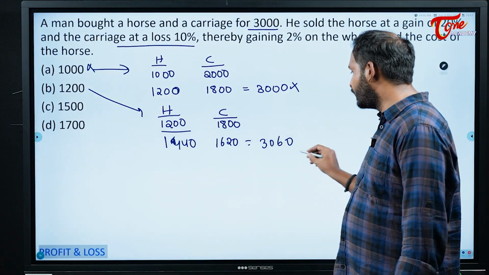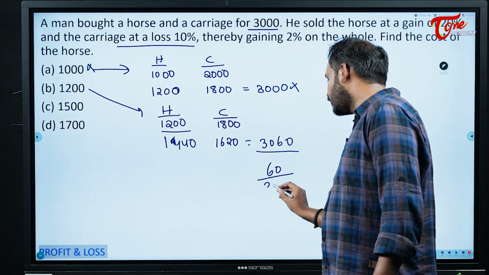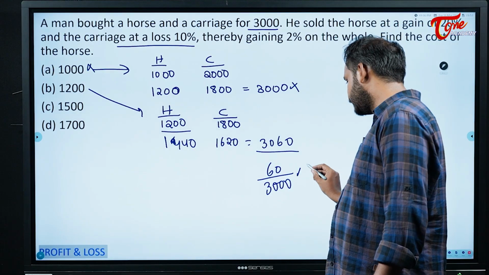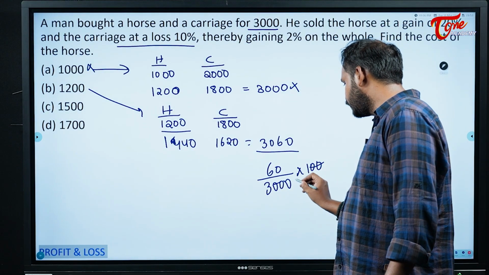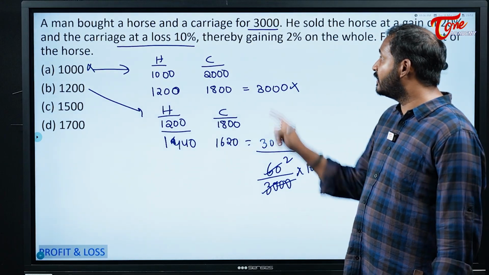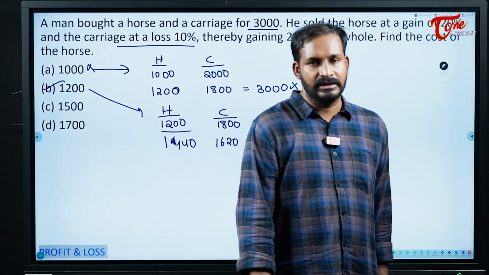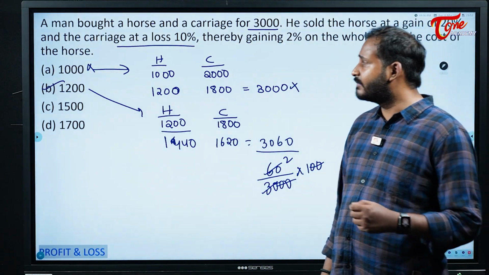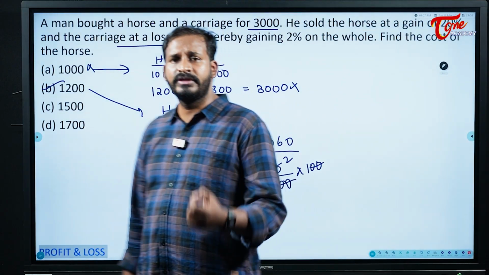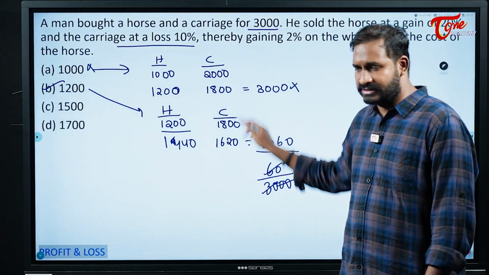Profit or loss? Profit. Profit by how much? 60. That means 60 by 3000 into 100. 2 zeros get cancelled, 3 twos are 6, so that means here we are getting a gain of 2%, right? So that means our answer for this one is 1200. See here students, for some questions we should go with the option verification. That is the best method, and these are those questions.